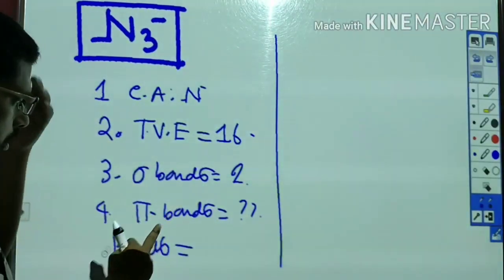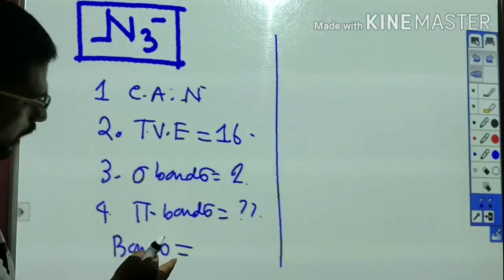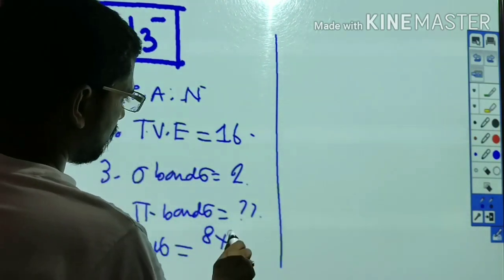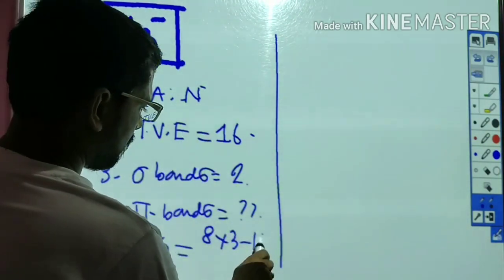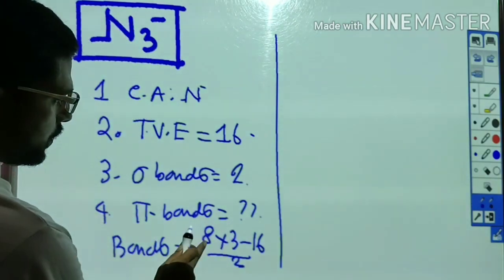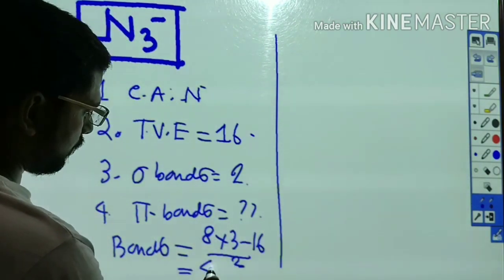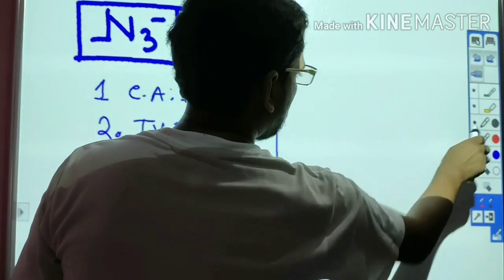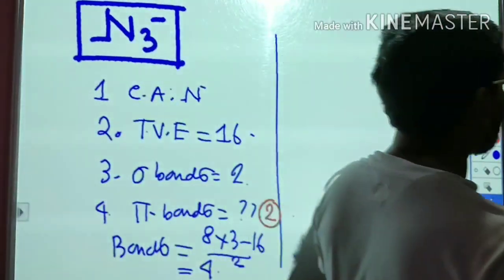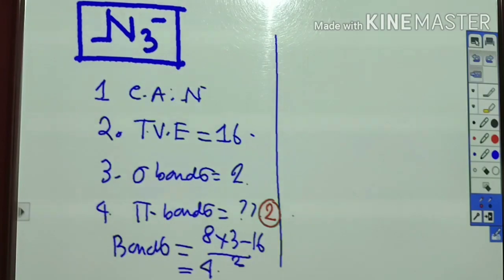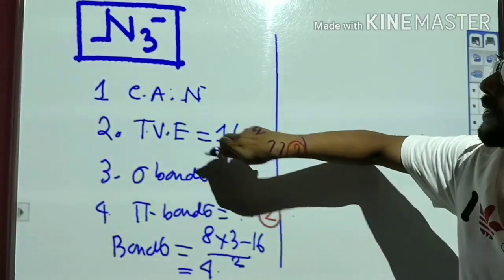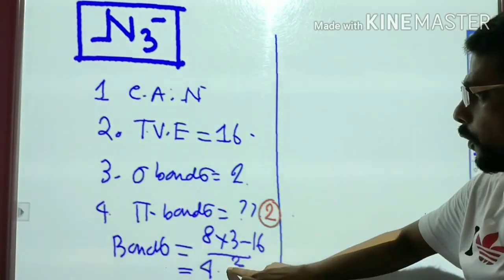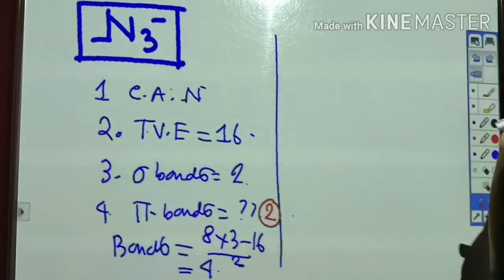So how many pi bonds are there? Okay, put the formula for bonds: 8 multiplied by total atoms 3, minus 16, divided by 2. So 24 minus 16 is 8, divided by 2 is 4 total bonds. So 2 pi bonds. The central atom is nitrogen, total valence electrons 16, sigma bonds 2, pi bonds 2, total bonds 4. Okay, all the information I am having.